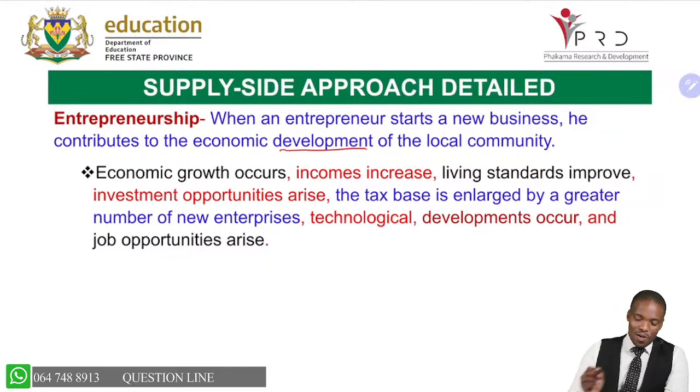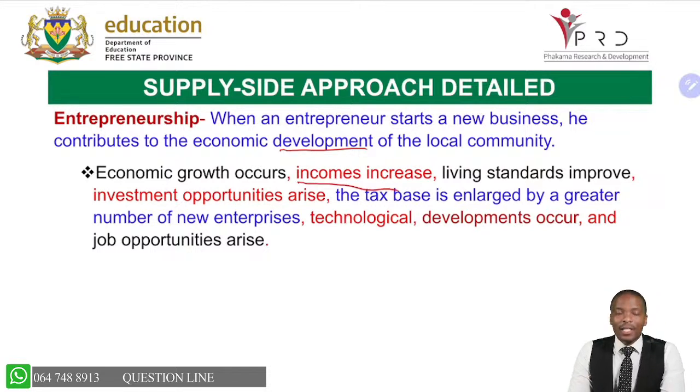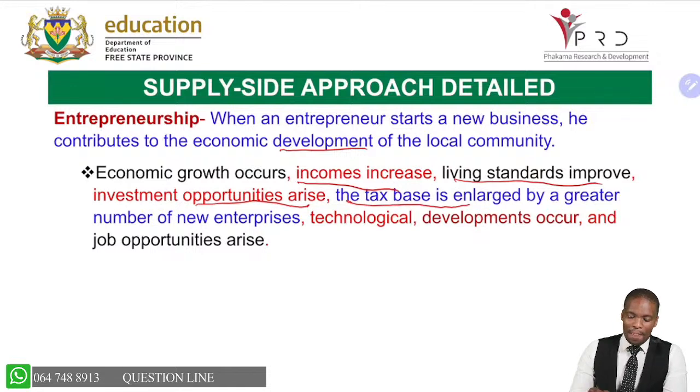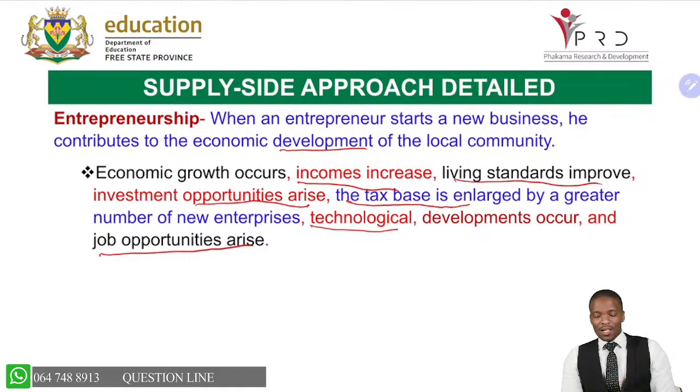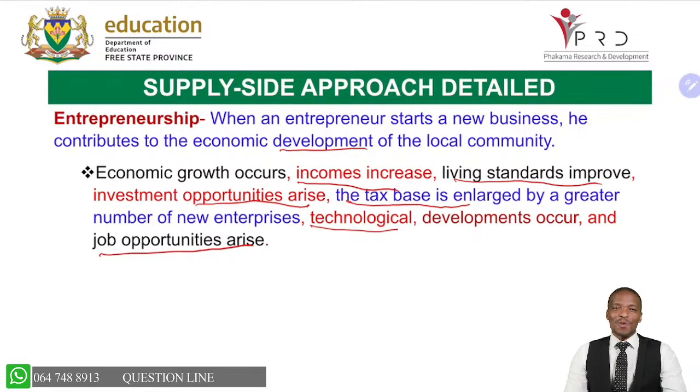Then we know that if economic growth occurs, income will increase, the standard of living improves, investment opportunities increase, the government will be able to collect more tax, and technological advancement will also be there. In that way, job creation will increase as well. If you look at all the things that I mentioned here, economists take us back to the 5 macroeconomic objectives. Number 1, economic growth.